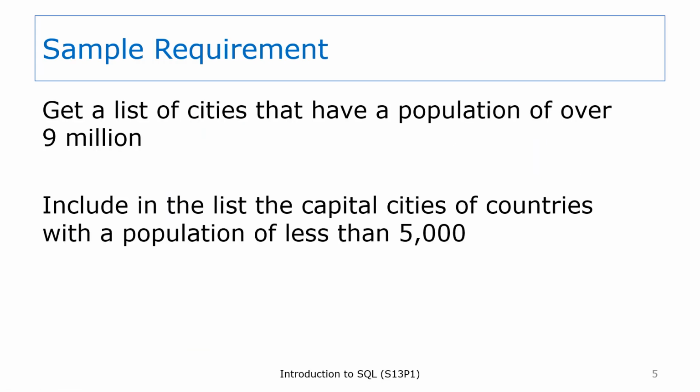So having seen the two queries on the previous slides, let's say that you need to get a list of cities using the requirements shown here. First, you need a list of cities that have a population over 9 million. Note that you are considering only the city population here, not the country population. Second, you need a list of the capital cities in countries that have a country population of less than 5,000. As you saw on the previous slides, the select statements that get these results are simple. The trick is to combine the results from the two select statements into one result set.